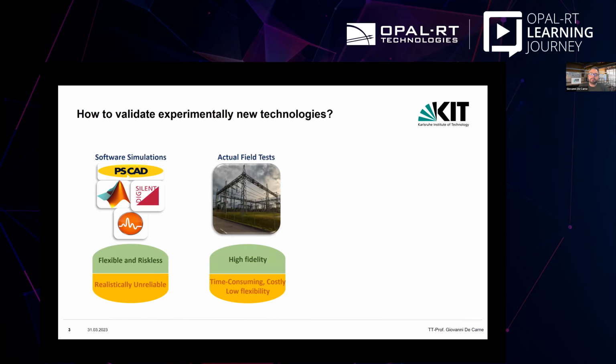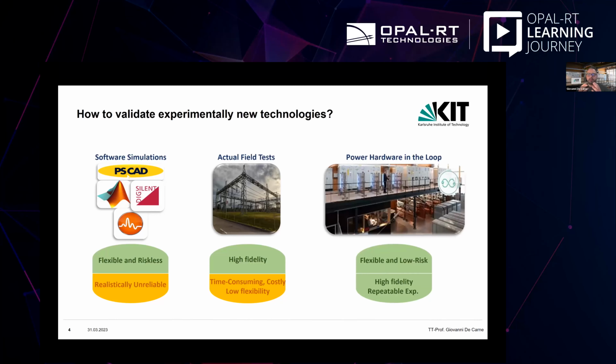The alternative is that I build my prototype, put it in the field, and see how it behaves. You have the highest accuracy and fidelity. However, it's time-consuming, many times the field is not available, or you may cause some kind of disturbance to customers. So you have really low flexibility in the testing. The idea with power in the loop is to combine the advantages of simulation, working with a digital simulator such as OPAL-RT, with the real hardware that you are going to test in the lab. So basically you have flexible conditions and high fidelity as well.